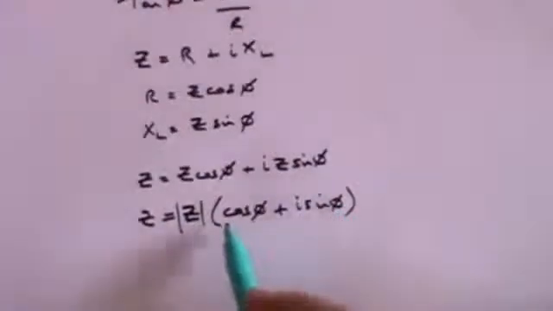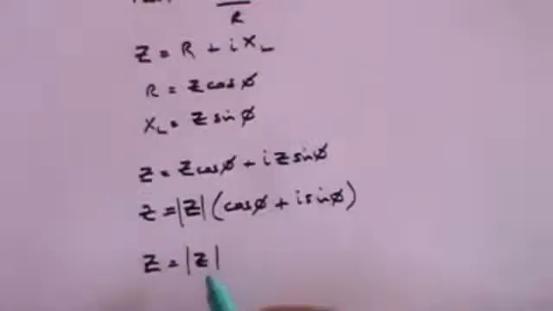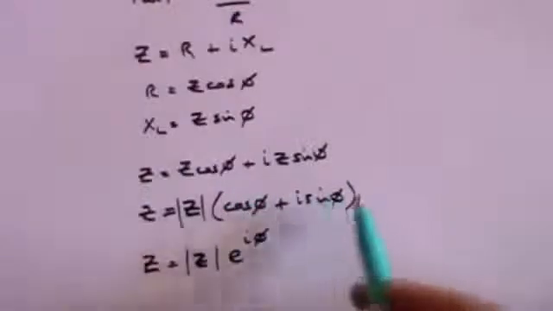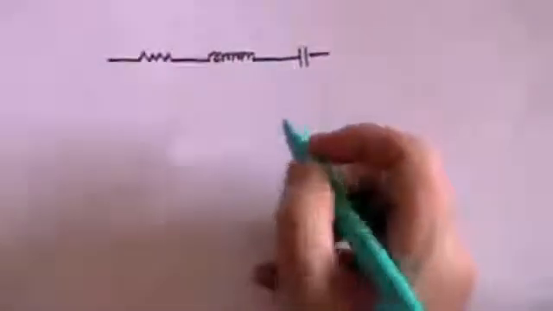But mathematically, this term is e to the i phi, so the total value of the impedance is equal to the modulus of the impedance, that is, the absolute value of the impedance, times e to the i phi, because this term is mathematically equivalent to that term. So what are we going to do if we have all three components in a circuit? A resistance, an inductance, and a capacitance, all in the same circuit.